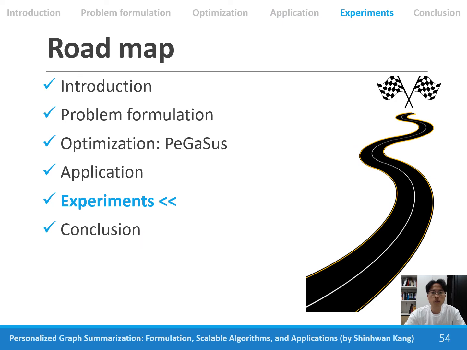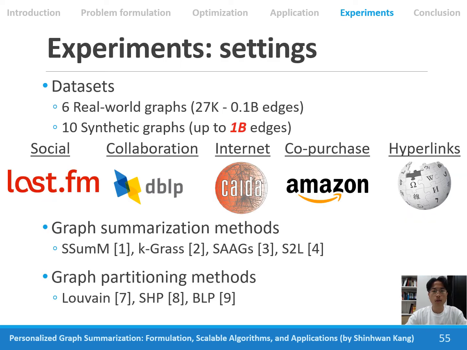Let me share our experimental results. We designed experiments to demonstrate that our model Pegasus is effective in personalization, useful for applications, and scalable to large graphs. In our experiments, we used 6 real-world graphs from various domains and synthetic graphs with up to 1 billion edges for a scalability test. We compared our method with the state-of-the-art graph summarization method. When showing the usefulness of our method for distributed multi-query processing, we compared it with the graph partitioning method.